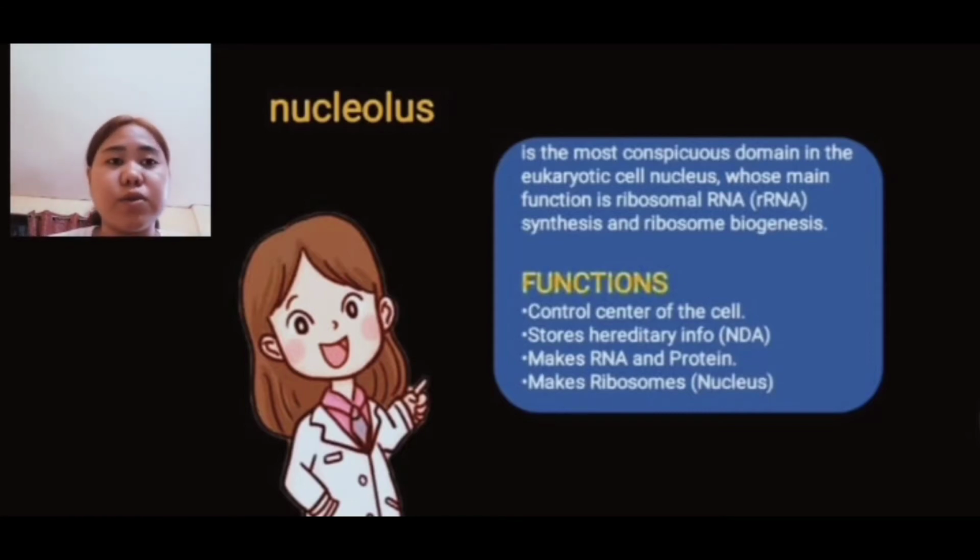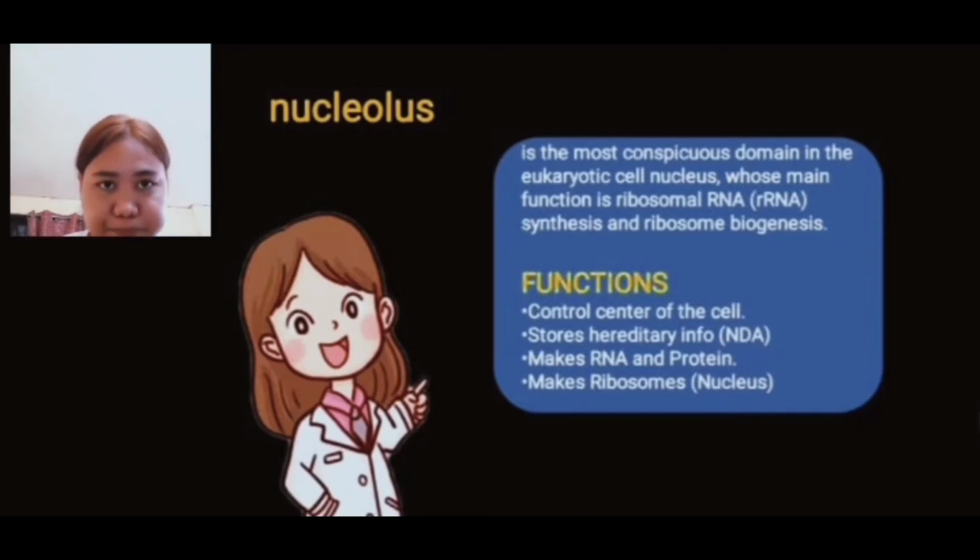So, what is the nucleolus? The nucleolus is the most conspicuous domain in the eukaryotic cell nucleus, whose main function is ribosomal RNA synthesis and ribosome biogenesis. A nucleolus is a solid spherical shape found in the nucleus. Some eukaryotic organisms have a nucleus that consists of up to 4 nucleoli.